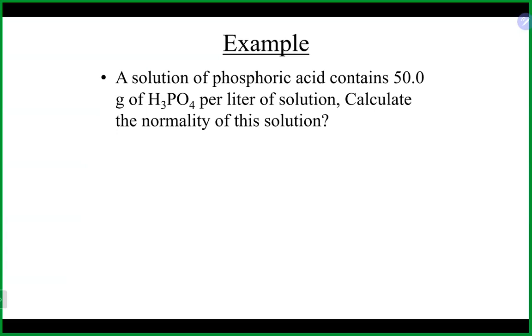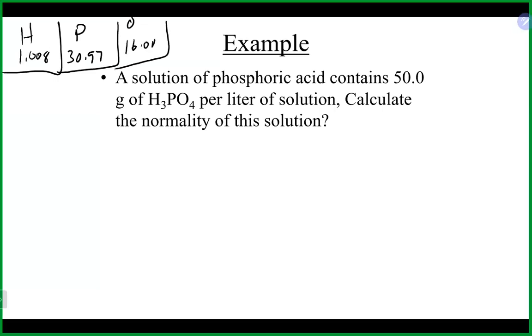So why don't you give this a try? Hydrogen is 1.008, phosphorus is 30.97, and oxygen is 16. So we have a solution of phosphoric acid as 50 grams of phosphoric acid per liter of solution. Okay, so let's take a look.